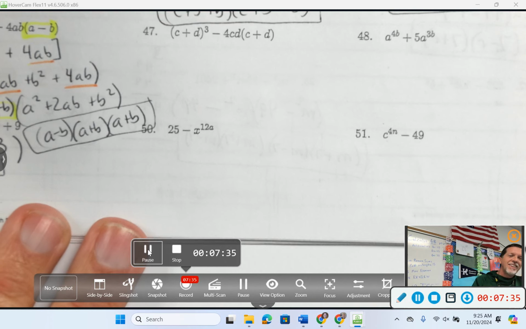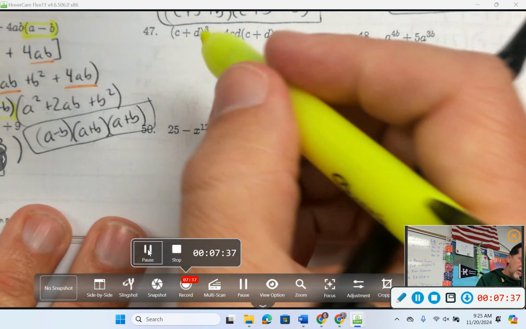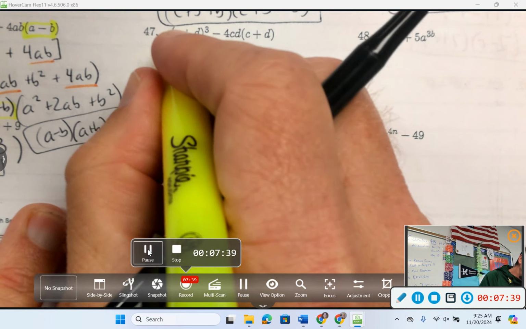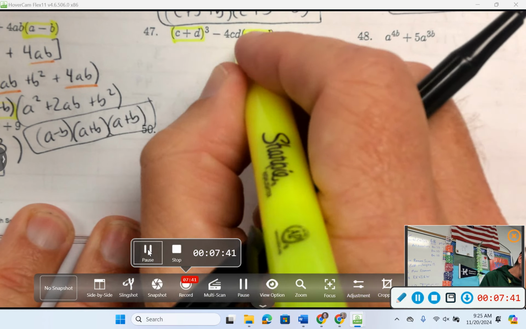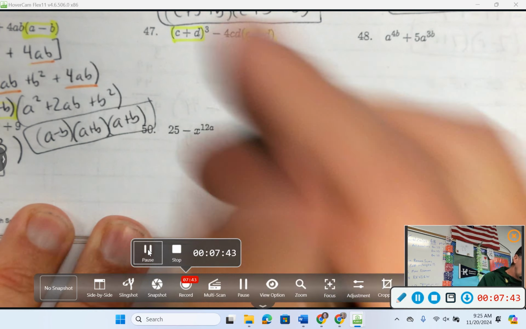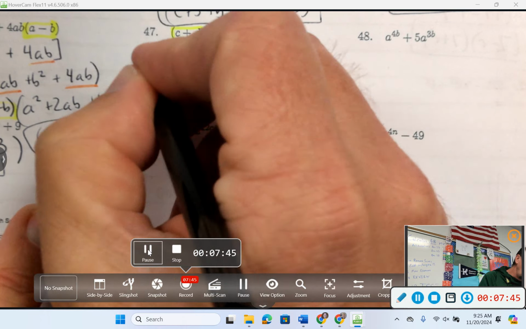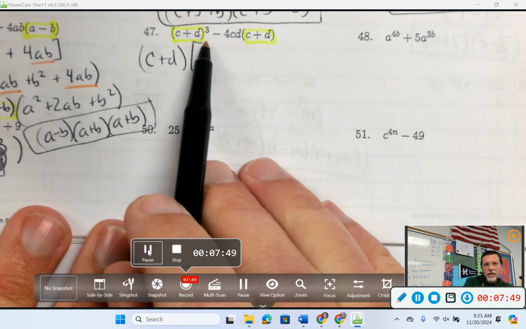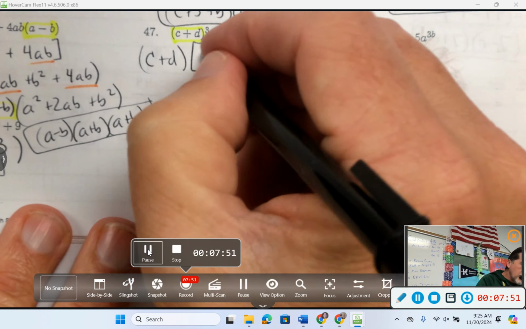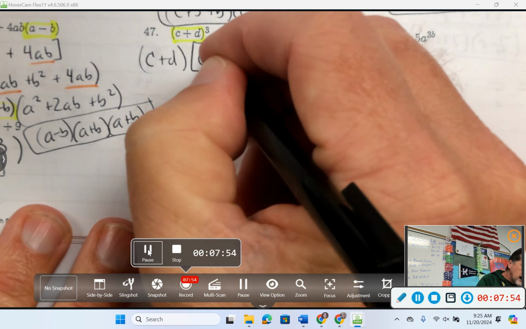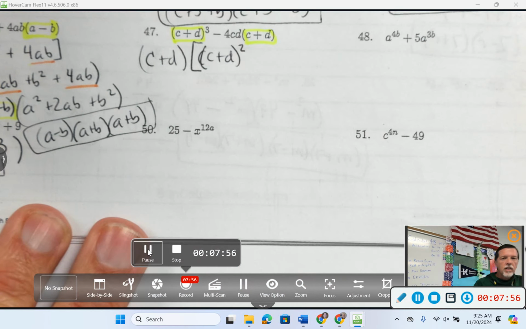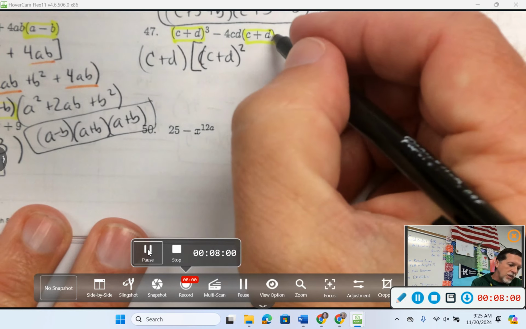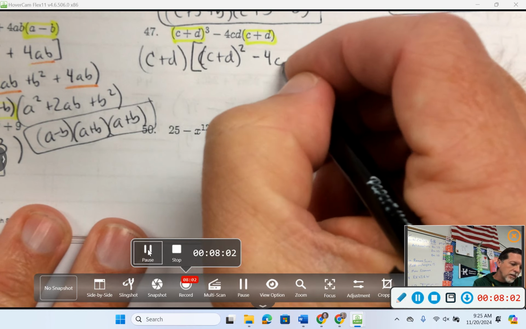Or not? Take out the CD. I could take out a C plus D. Oh, sorry, C plus D. So I'm going to take out a C plus D. This first term had 3 of them. We took 1 of them, so that leaves 2 of them. And then on the second term, we took the C plus D, and so all that's left is minus 4CD.